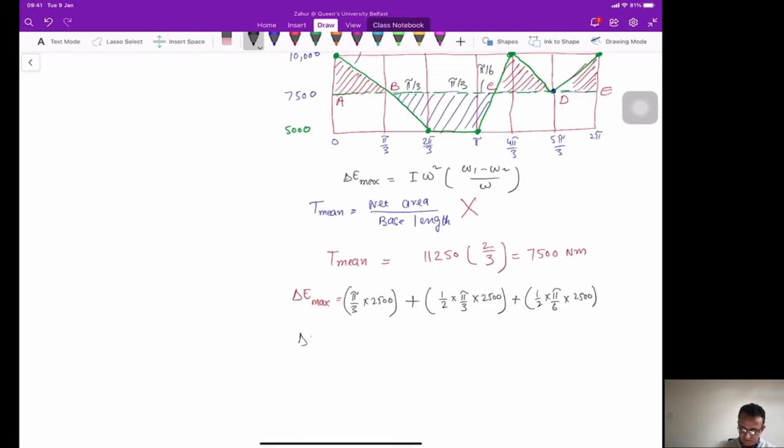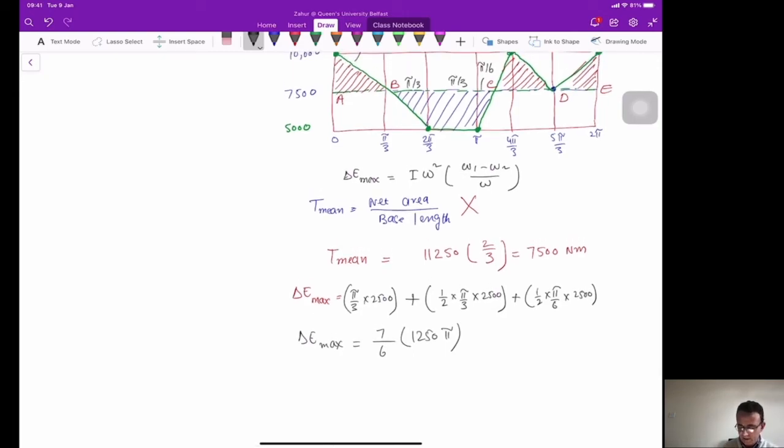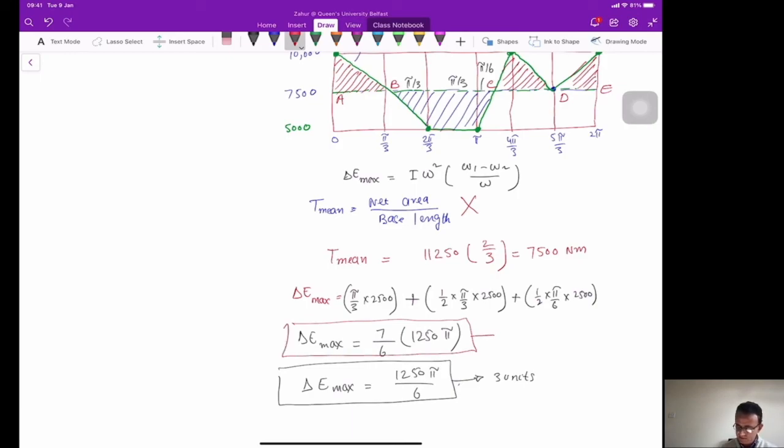So if you do all this calculation here, what you will get for this delta E maximum is 7 by 6 into 1250 pi. So you will get this value here. Now if you consider the previous value of the delta E maximum, which was 1250 pi divided by 6, this was the value for the 3 units, and this new value here is for 2 units.